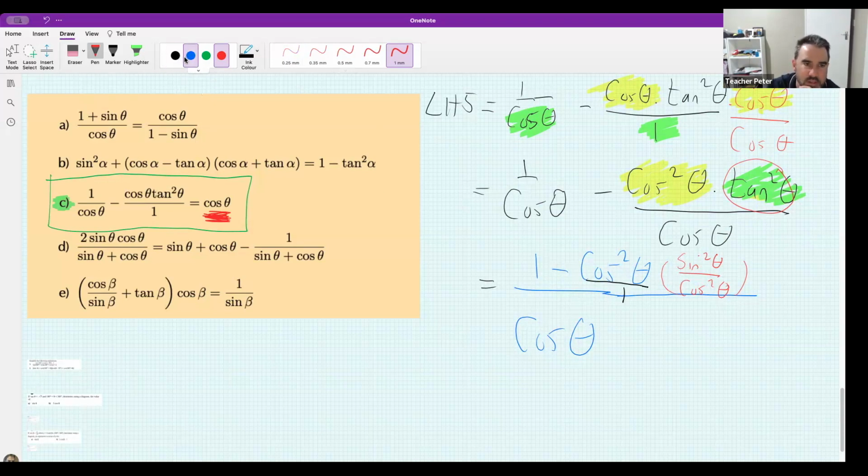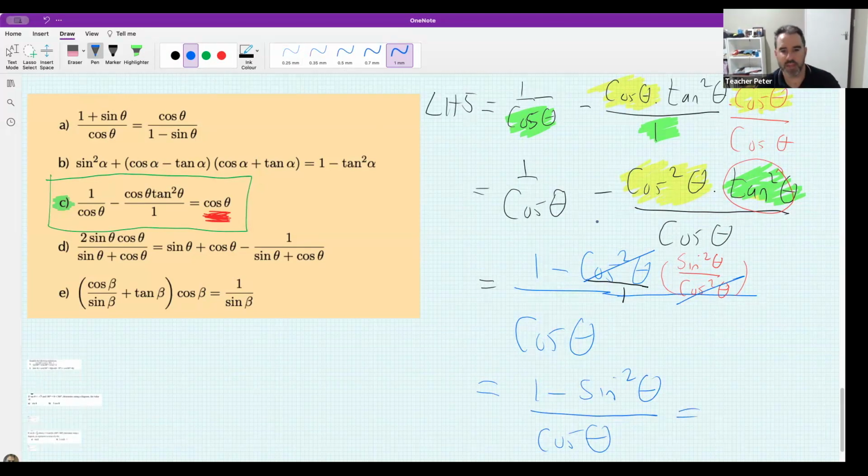Yep. These are going to cancel out. And now I'm left with 1 minus sine squared theta over cos theta. Now, I'm not there yet, but I'm getting close. What is my next step going to be?